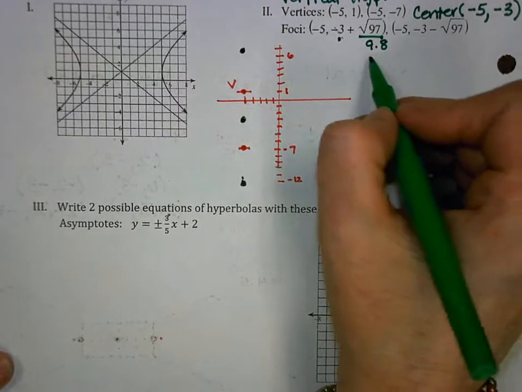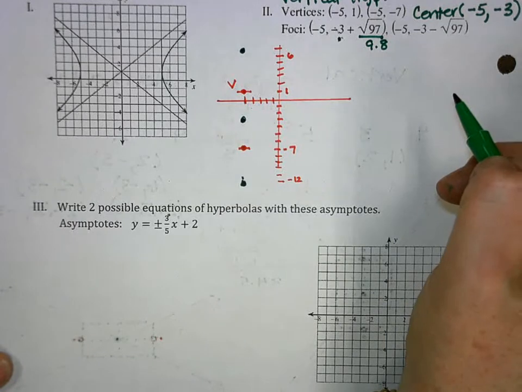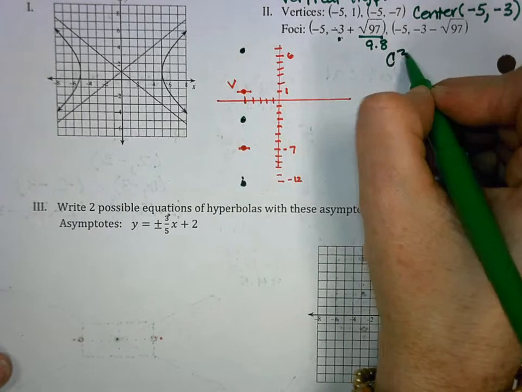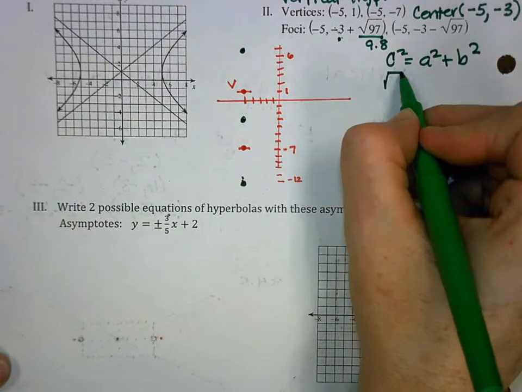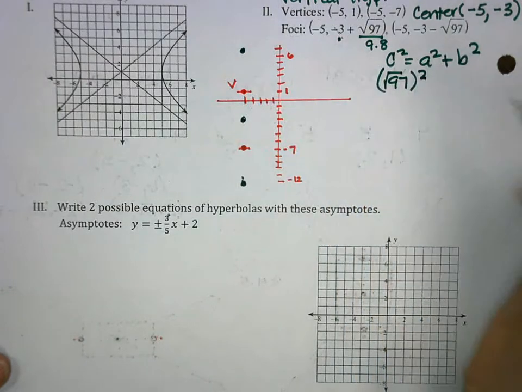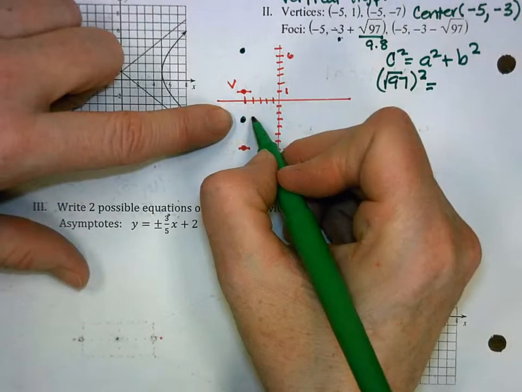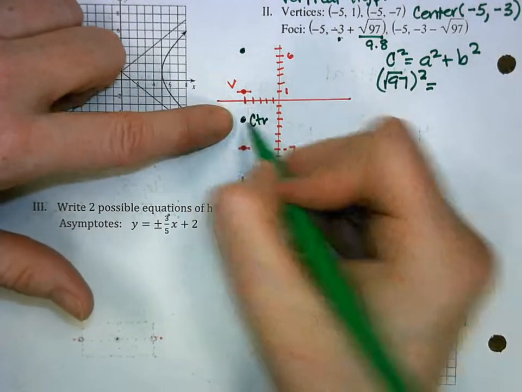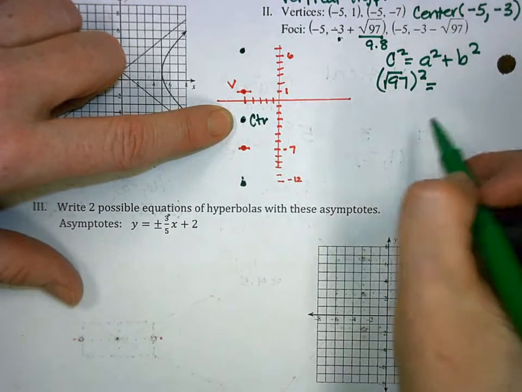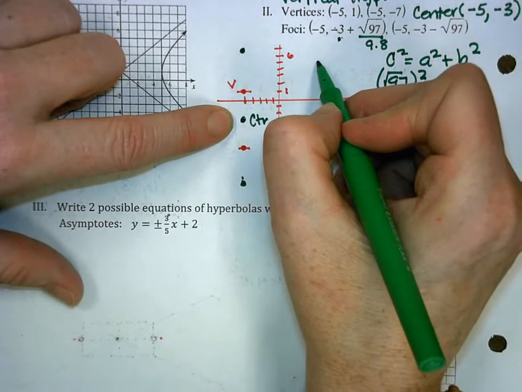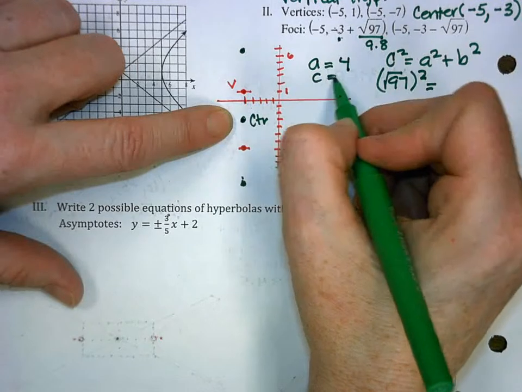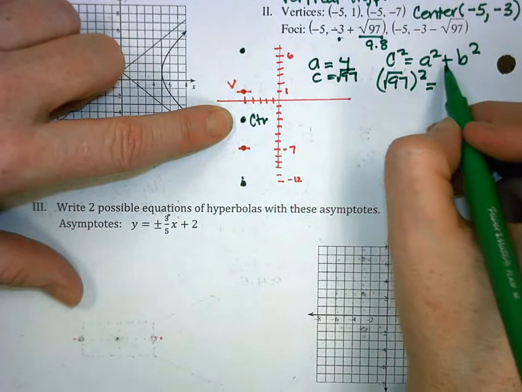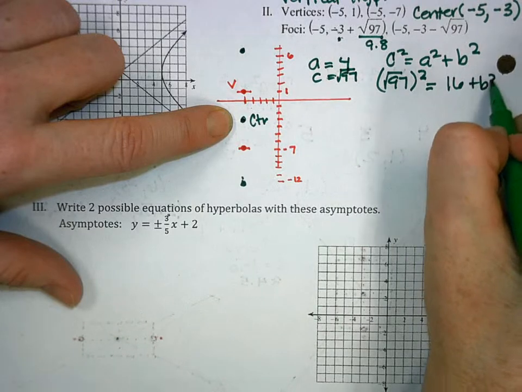Okay, so we've got dots and we're trying to get boxes. So the C value is radical 97. So let's figure out C squared equals A squared plus B squared. I know C, radical 97 squared equals, I know A because the distance from the center to the vertex is 4. So let's write that somewhere. A equals 4. Okay, C is radical 97 and A is 4.